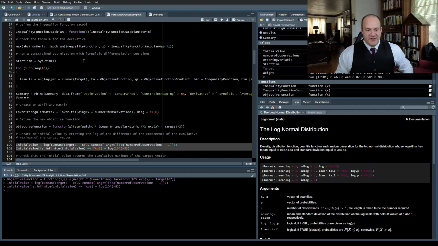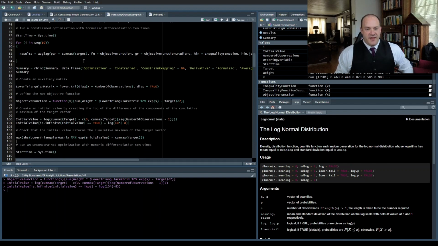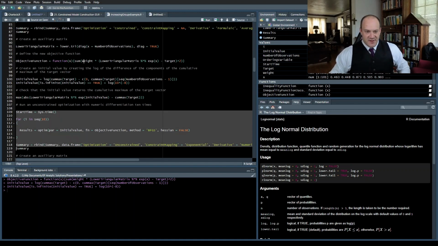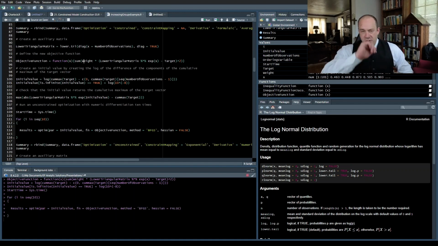Create our initial value here. And again, we're just going to run this guy, and we're not even going to worry about doing numerical or formulaic differentiation. We're just going to let it run numerically and see what comes out of this thing. That thing is going about its business right now, and we'll see what happens there.